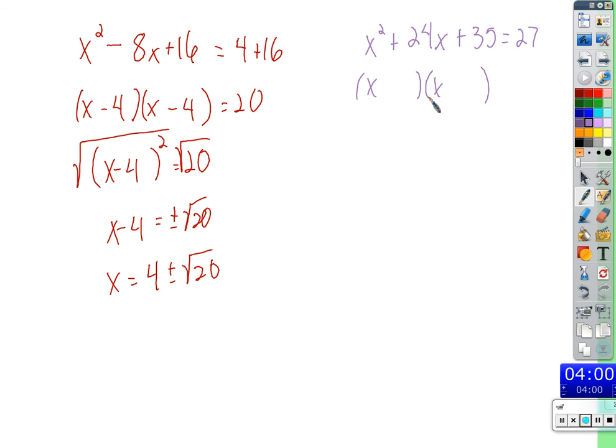We want it to factor like this: x plus 12 and x plus 12. That's how we want it to factor. We want it to come out with x squared plus 24x plus this number. The only way to make that happen with identical factors is for them to have numbers that are half of 24. So when we multiply these back out, what do we get when we do 12 times 12?